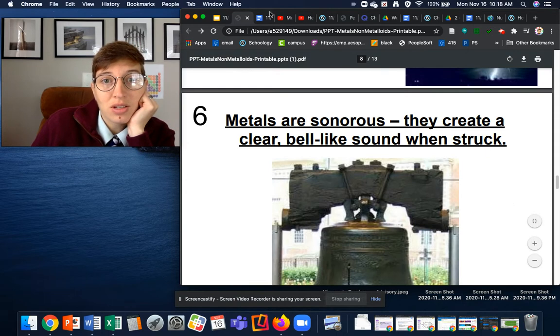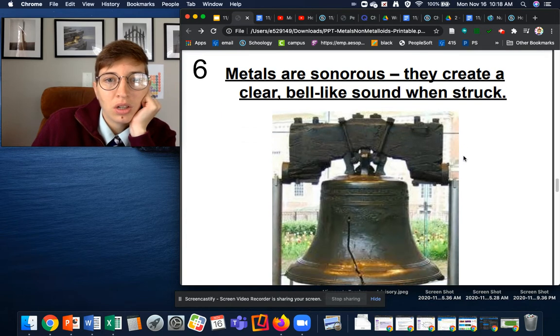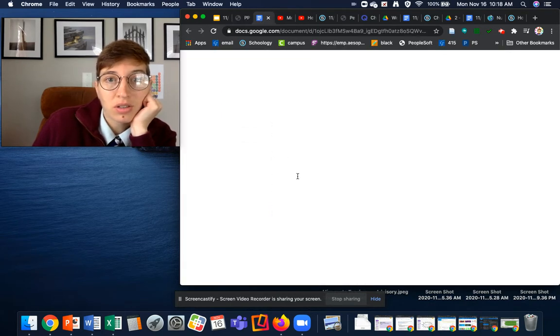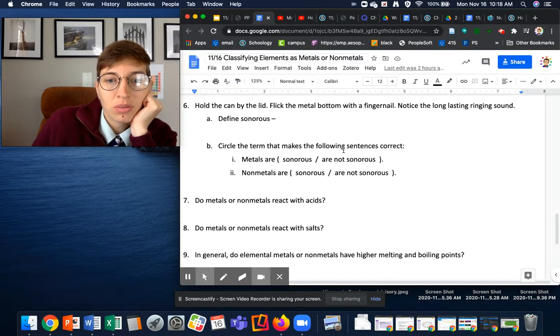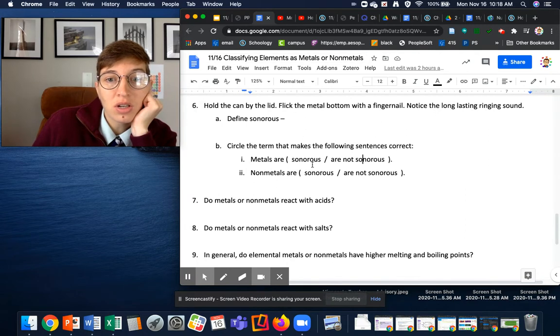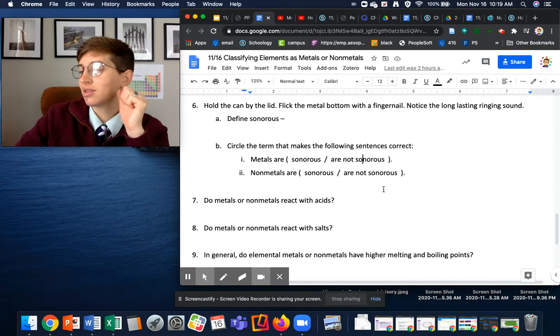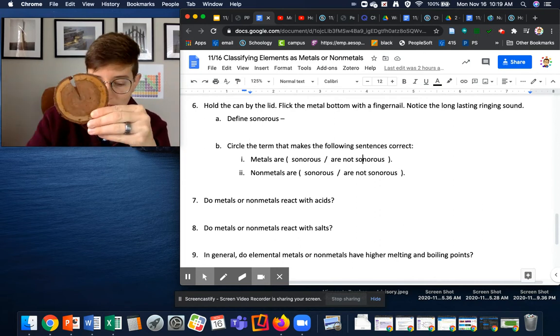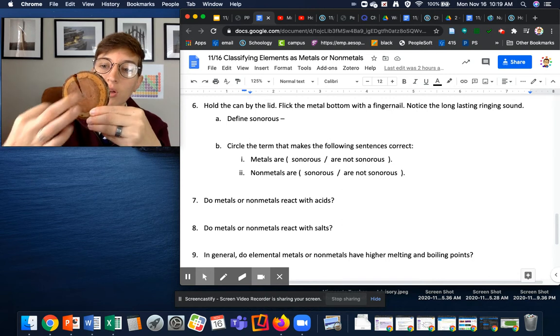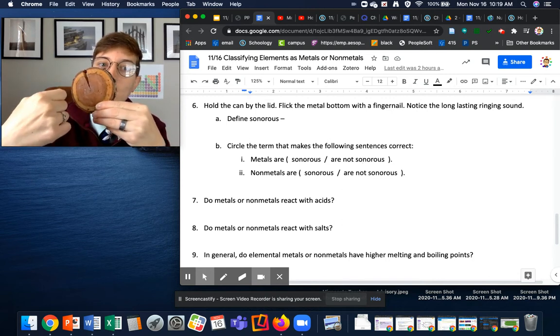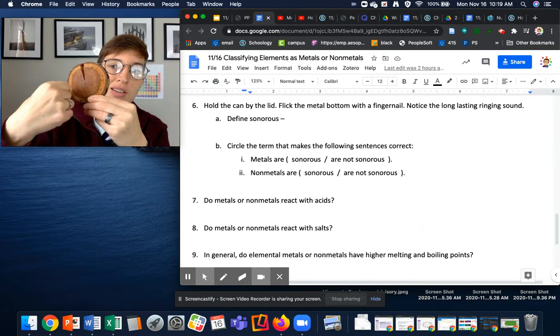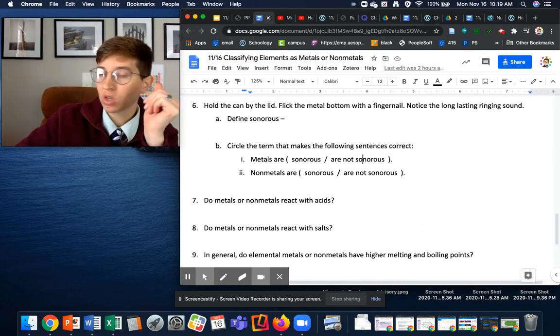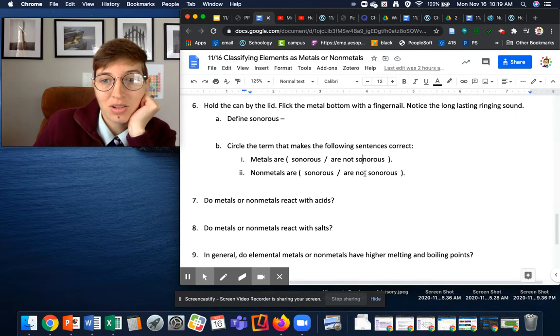So pause this and go to 6A, and you can write down the definition in 6A and play when you're done. Okay, so metals are sonorous. So 6B. Oh my goodness, 6B, metals are sonorous. Non-metals are not sonorous. This is a piece of wood. It's made out of the same stuff as the stick, which is a lot of carbon. It's not sonorous. It doesn't have a ring that happens. Okay, so non-metals are not sonorous.